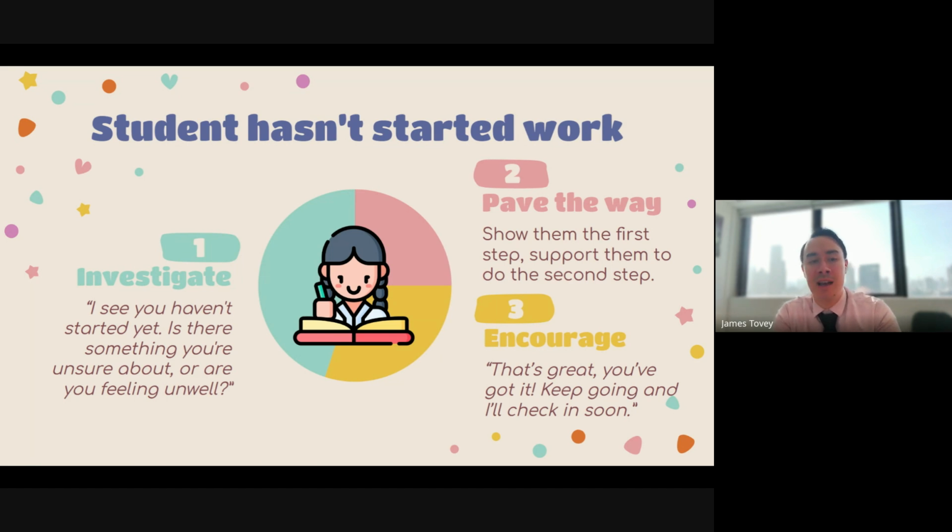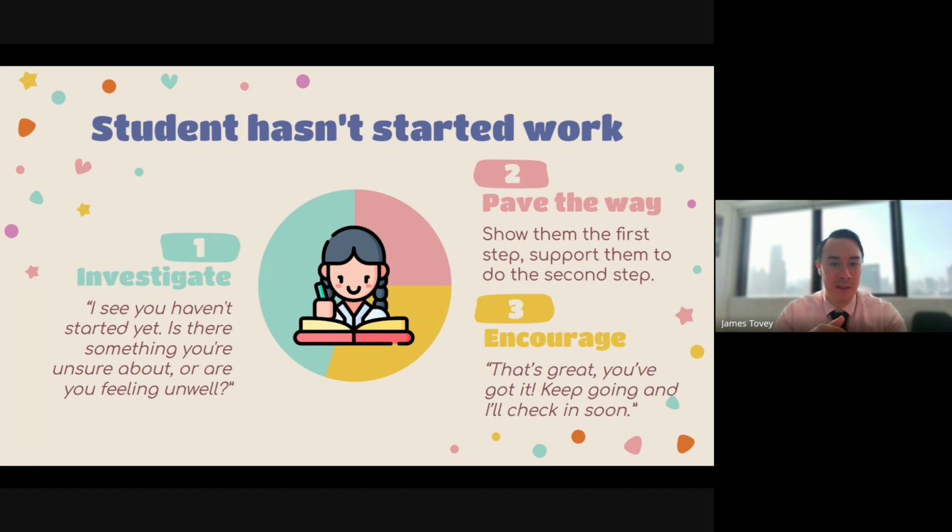But then after that, pave the way. So deal with whatever that is, that they have an excuse, they have a reason, whatever it is. Maybe they don't. But then, all right, I can see, but then let's show them how to do it. So do the first step with them, support them to do the second step, and then encourage them. "That's great. Hey, you've got it now. Keep going, and I'll check in soon." And then actually do come back and check in.